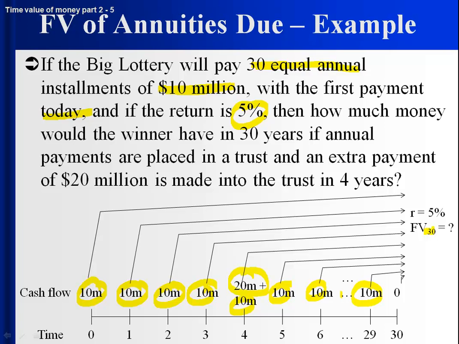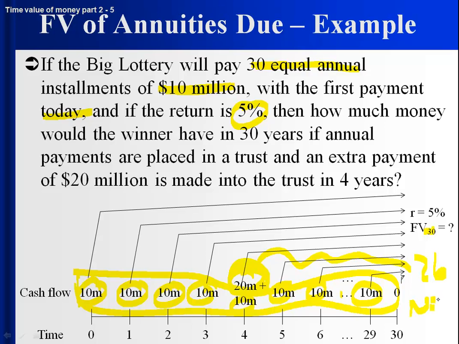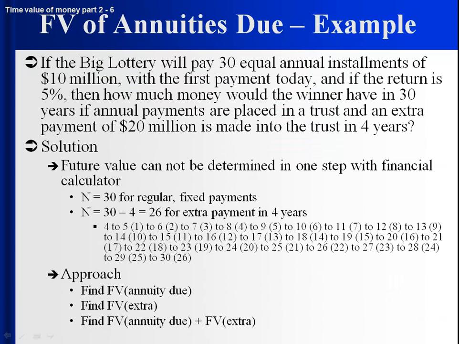So now we're in a case where we can't do it in one step because we've got this 30 period annuity due, and the 20 million is only going to compound for 26 periods. So N is 30 for the number of payments, but N is 26 for the amount of time that the 20 million can compound. So again, you got 30 and you got 26, and again you got it as 30 minus 4, but I also think it's really important to know what's going on, so I've highlighted 4 to 5 to 6 to 7 to 8, so you can count and actually see all the 26 jumps, all the 26 periods it compounds.